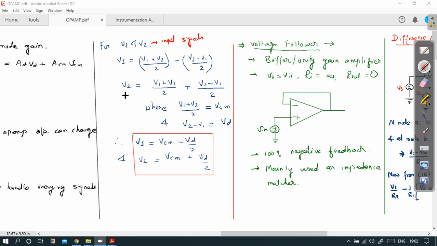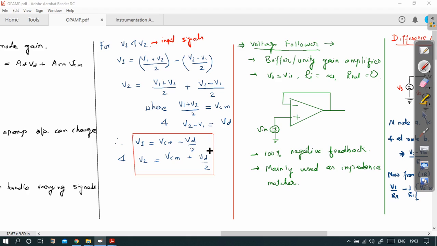And why is it done? Because remember, here there are two cases: the difference between the two signals, and the common part between the two signals. (V1 + V2)/2 is the common part, and V2 - V1 is the difference part. So we can write the inputs as V1 = VCM - VD/2, and similarly V2 = VCM + VD/2. This is just another way of writing V1 and V2 in terms of the common mode and the difference part.